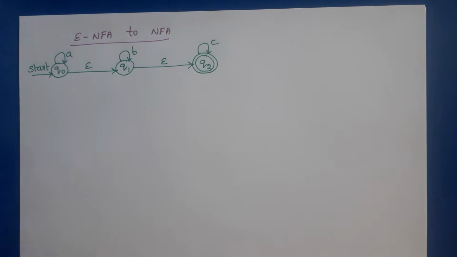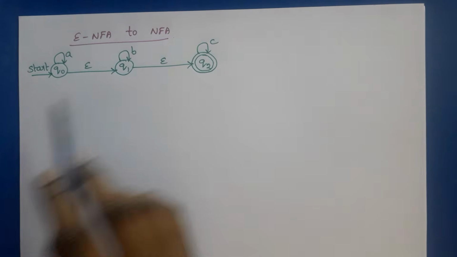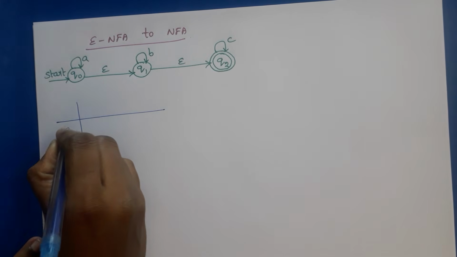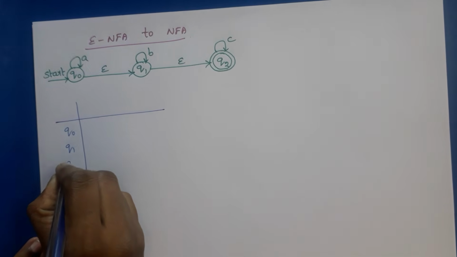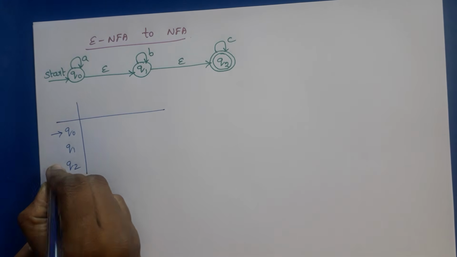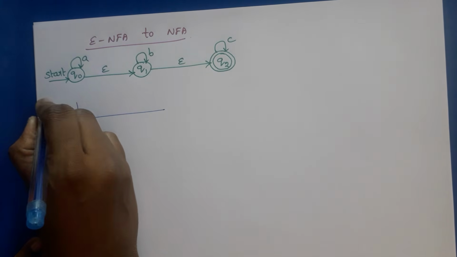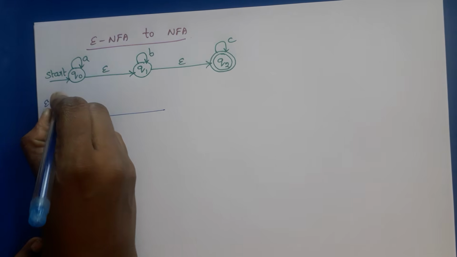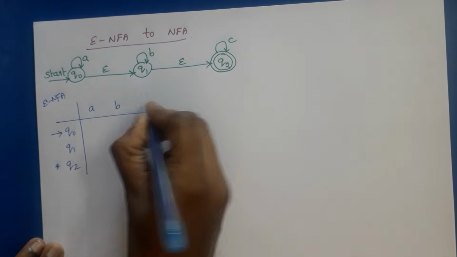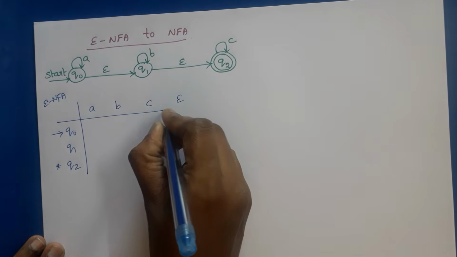Hello everyone. In this lecture, we are going to discuss the conversion of epsilon NFA to NFA, that is, normal NFA. So first we have to construct the transition table for this epsilon NFA. Q0, Q1, Q2 are the set of states. Start state is Q0 and final state is Q2. This is the epsilon NFA transition table. The input symbols are A, B, C and epsilon.